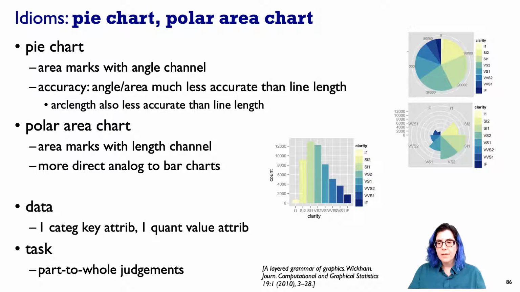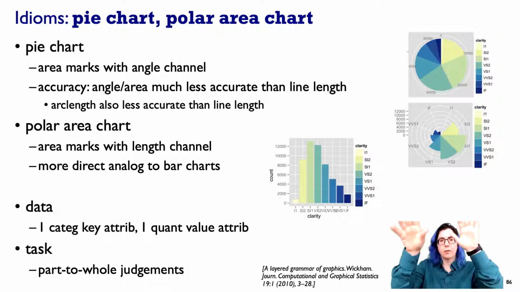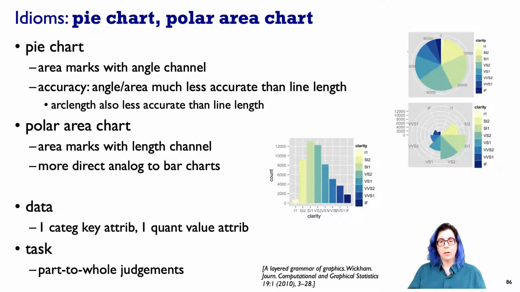But the key thing to notice is that these are both not as easy to perceive as a bar chart. They both do have, structurally, you can see the underlying similarity. There's a categorical key attribute and there's a quantitative value attribute, and you're either using a rectilinear axis or you're using a radial axis, where there's one that you go out on the radius and then there's one where you're going and sweeping around to the angle. And these are good for the task of part to whole judgments.